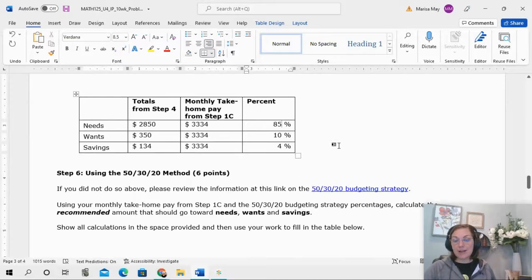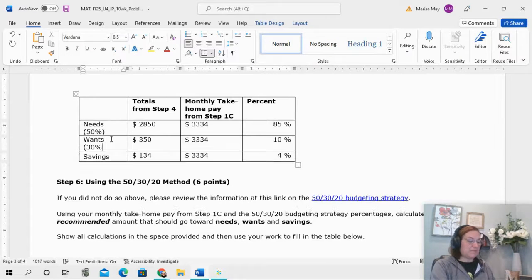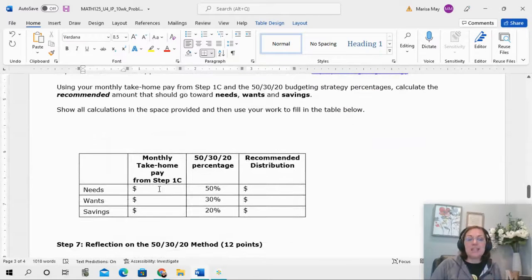All right. So does it line up with the 50-30-20 strategy? So in theory, this one should be 50. Sorry, your needs should be 50. And your wants should be 30. And my savings should be 20. Now, mine are not. That does not mean my calculations are incorrect. Okay. It just means that I might need to start working towards that. So let's see what those amounts should be. We're going to take our $3,334, multiply it by 50%.